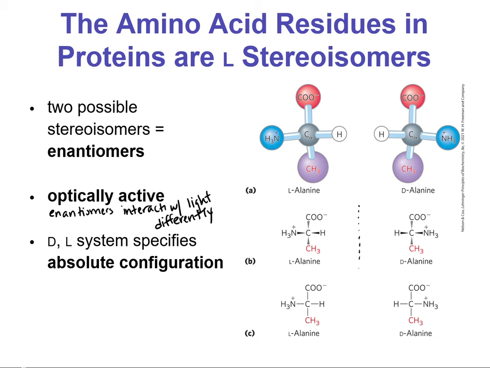When you're looking at amino acids, there's the D and the L, and that tells you what configuration amino acid you're looking at. For our purposes, we're focused on the L amino acids because that's what you see in proteins.